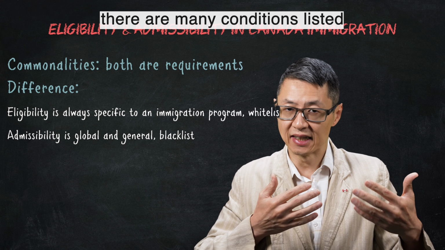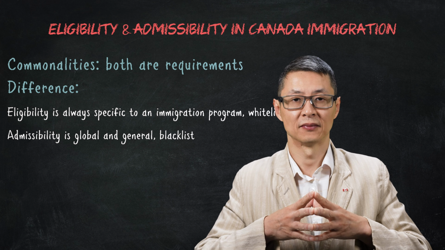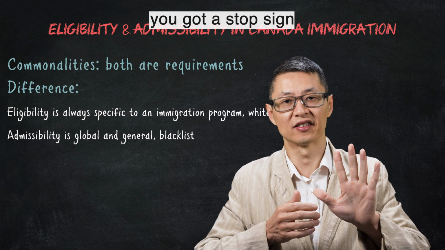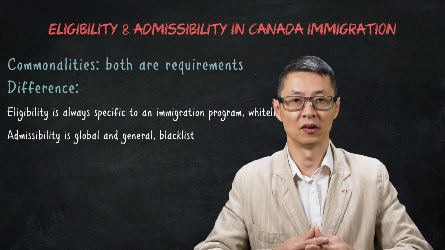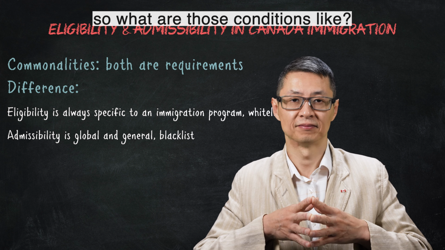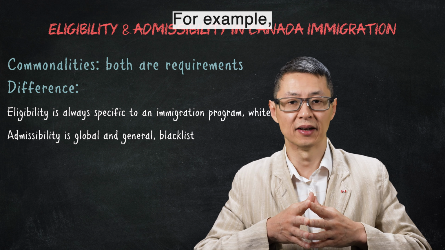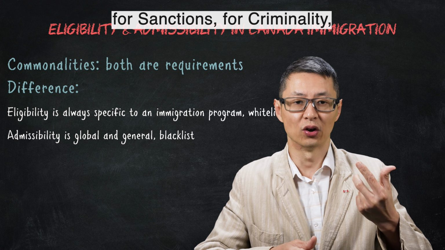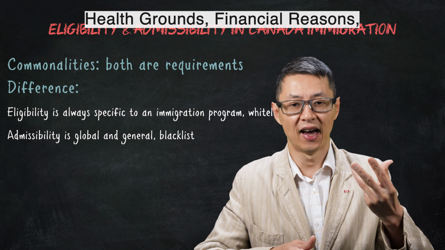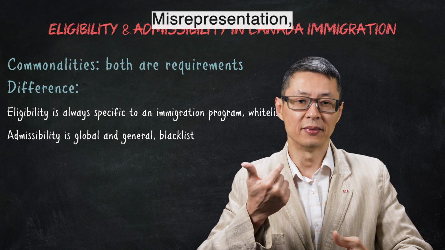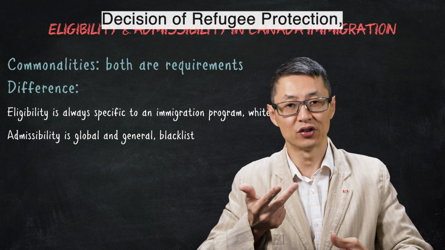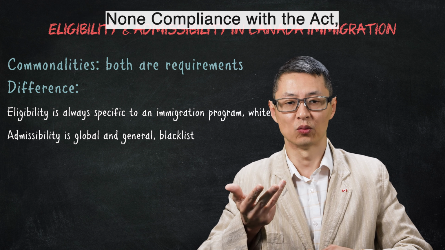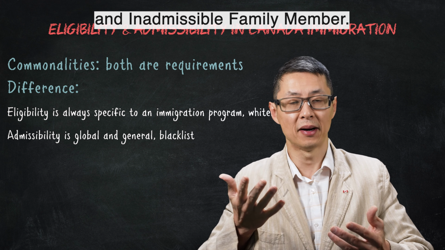There are many conditions listed in that blacklist. And if you fall under any condition in that list, you got a stop sign and you are not going anywhere. So what are those conditions like? Well, there are too many of them. For example, for security reasons, for human and international rights violations, for sanctions, for criminality, health grounds, financial reasons, misrepresentation, cessation of refugee protection. Of course, that is for refugee claimants. Non-compliance with the Act, and inadmissible family member.